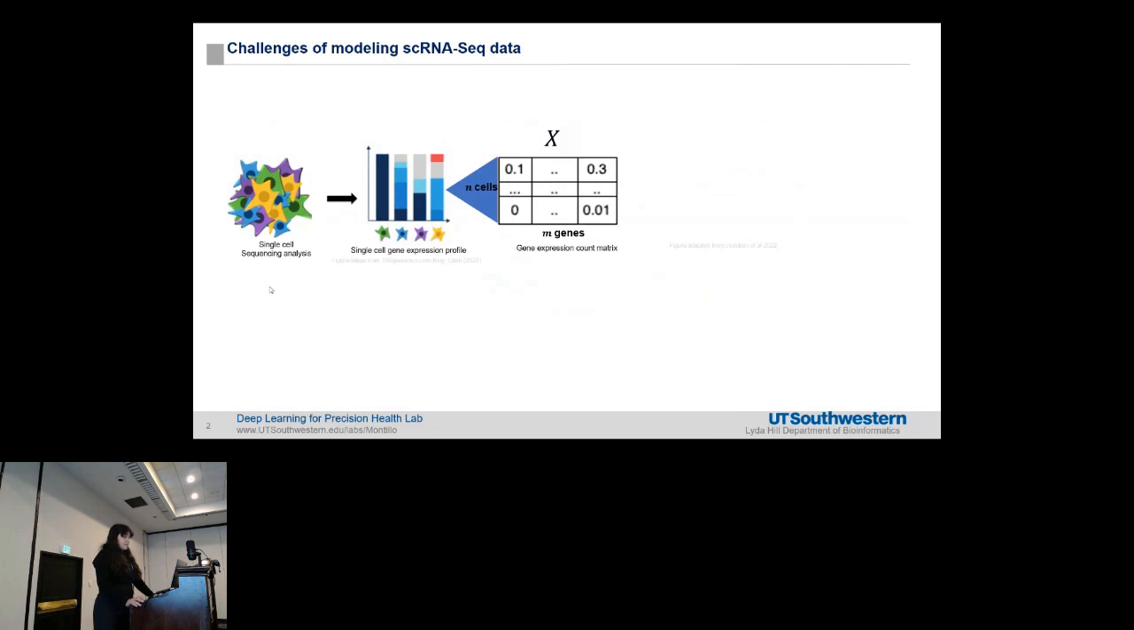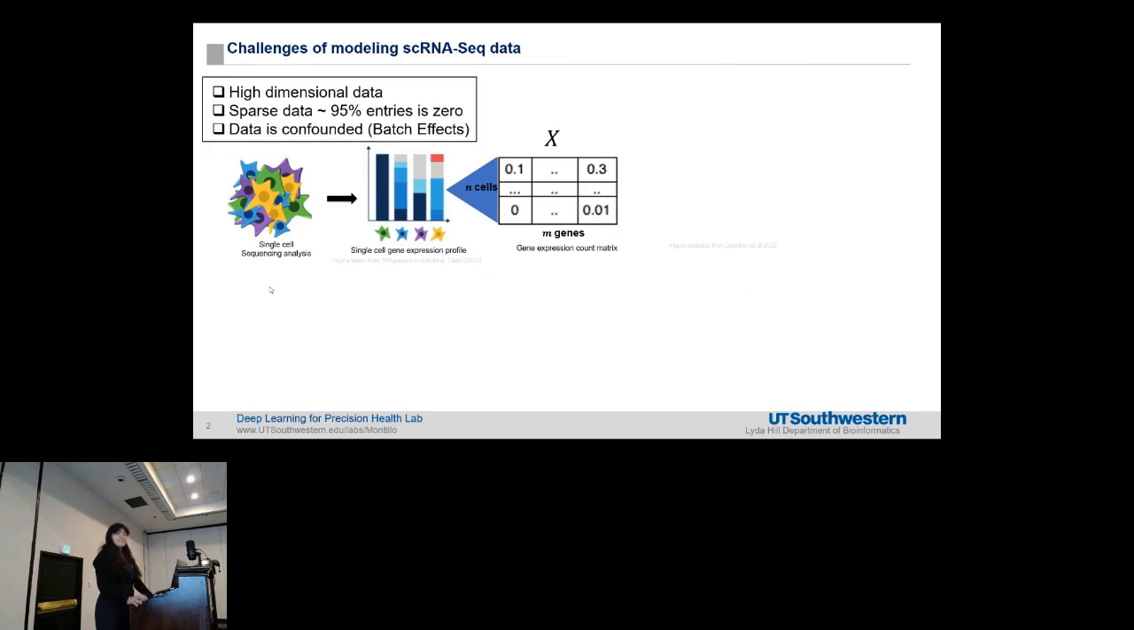So let's talk about single cell RNA-seq data. These data take samples from a tissue and then they are sequenced to get a single cell gene expression profile. And what I analyze is a count matrix of N cells by M genes. Some characteristics of this data is that it is very high dimensional, it's very sparse, and sometimes the data is confounded. Those confounders are also known as batch effects.